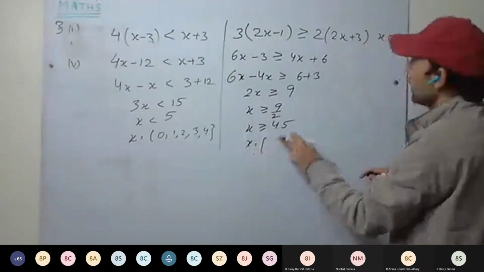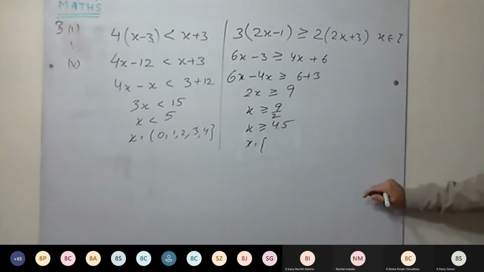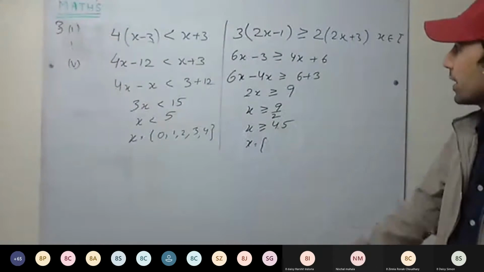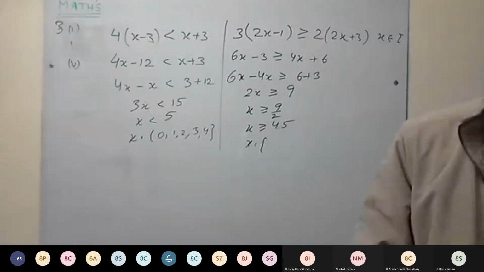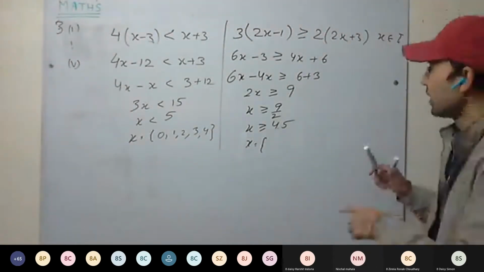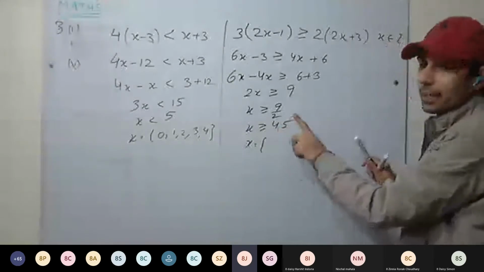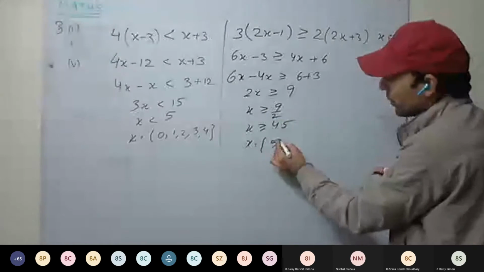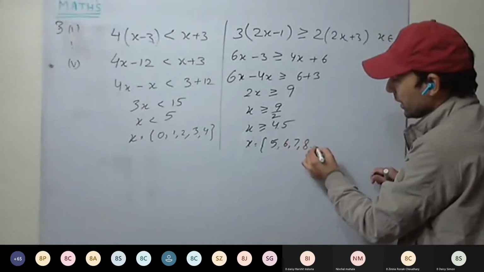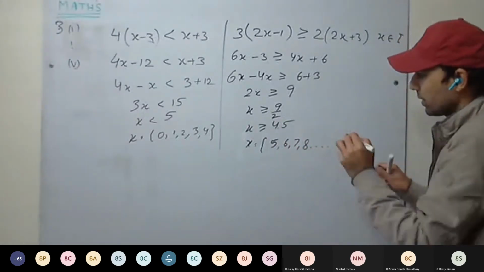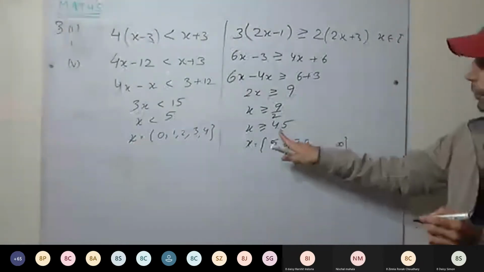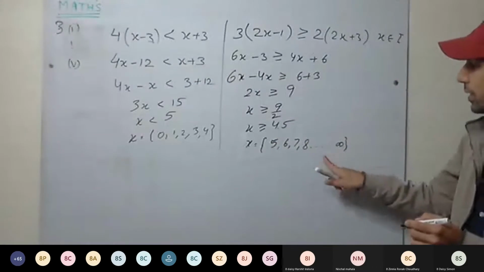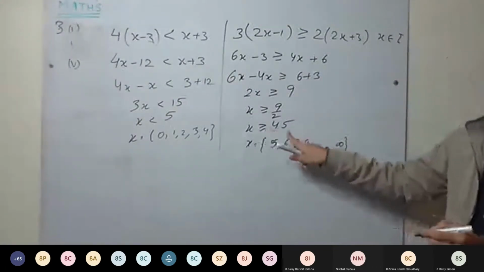So what is the value of x? X belongs to integers. X is greater than or equal to 4.5. See here, 4.5 is not an integer. So we cannot take 4.5. 5, 6, 7, 8, 9 up to infinity. This will be the answer. 5 is an integer. So 5, 6, 7. These are the numbers greater than 4.5. Understood?